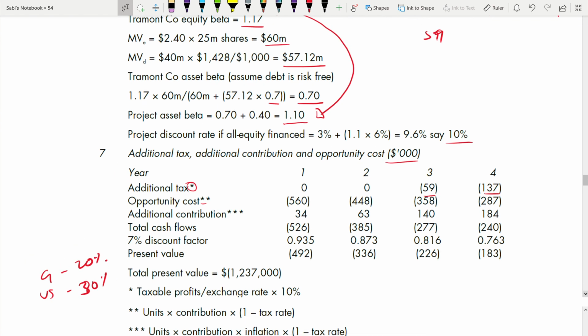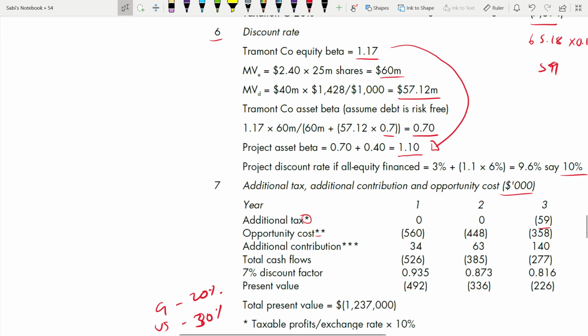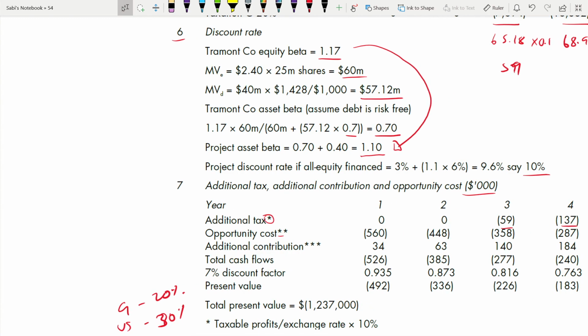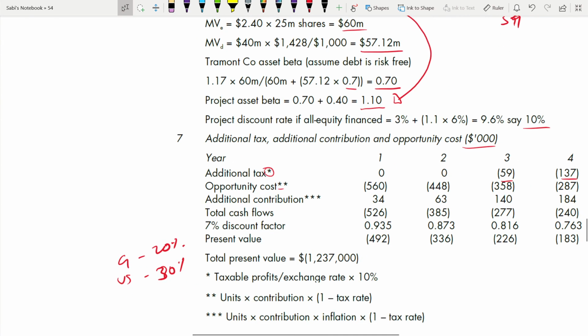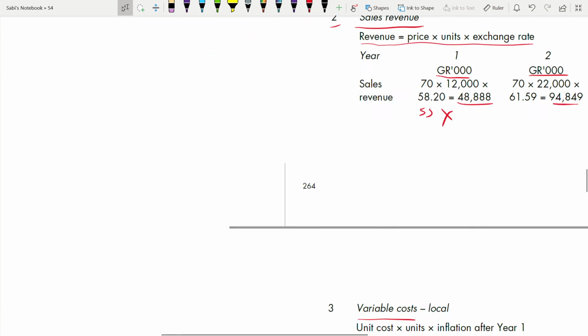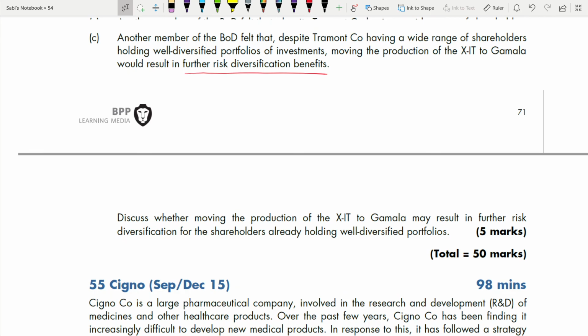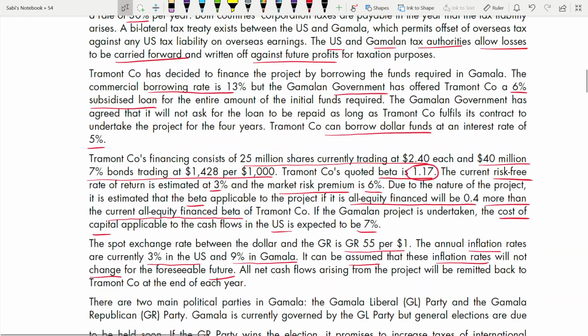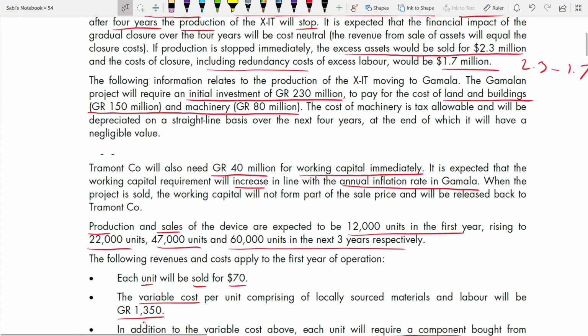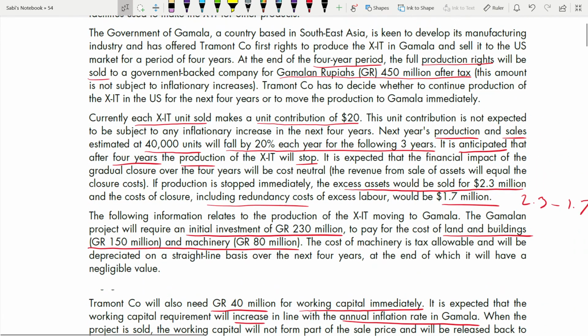So first we'll work out the unit contribution into the tax rate. Tax rate is of course 30%, right? Unit contribution. So here it is. Each unit sold makes a unit contribution of 20. This unit contribution is not expected to be subject to any inflation increase in the next 4 years.